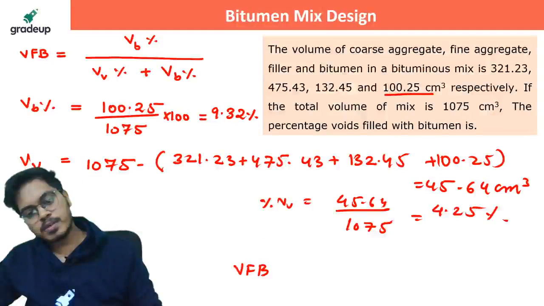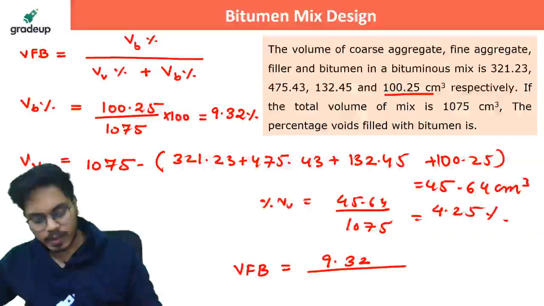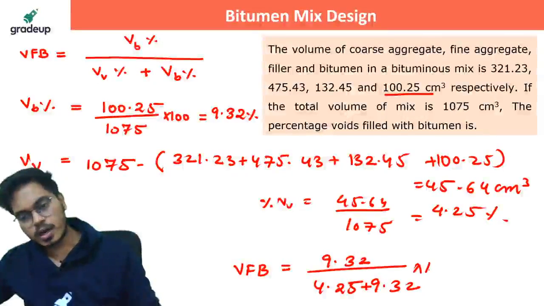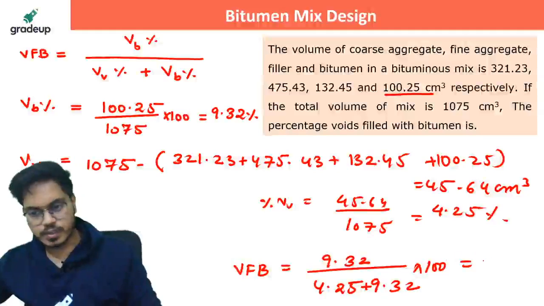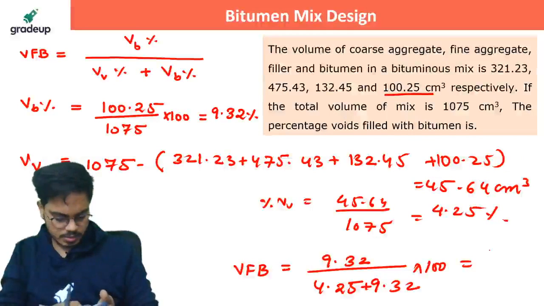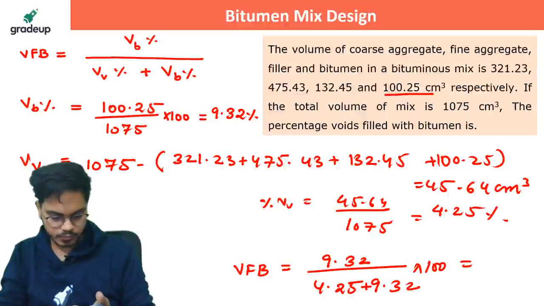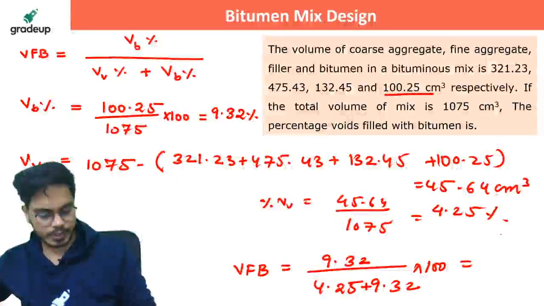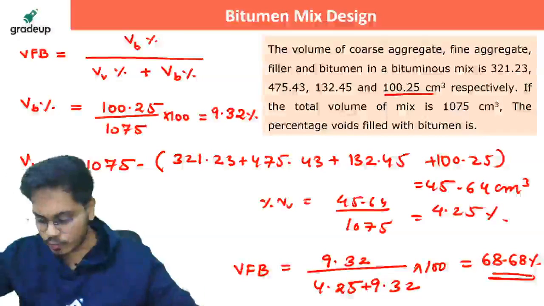So the VFB value will be 9.32 divided by (9.32 plus 4.25) into 100, since I want the answer in percentage. So this will be how much? This will be 9.32 divided by 9.32 plus 4.25, and guys, the answer should be 68.68. 68.68 percentage.